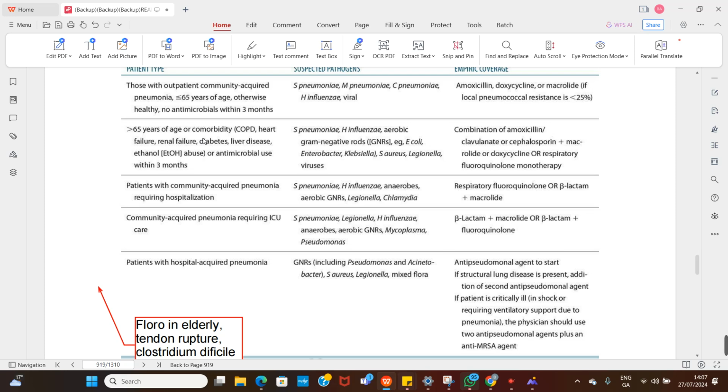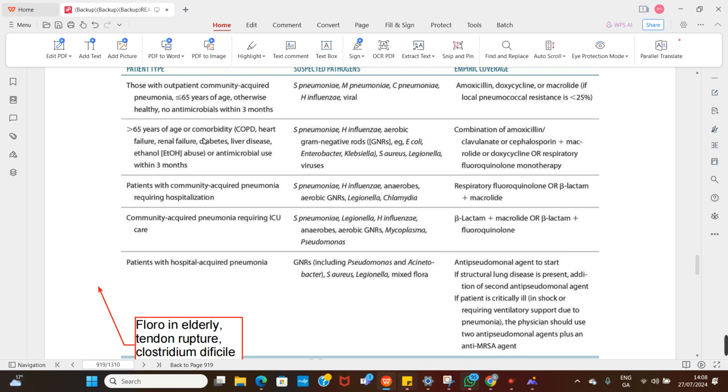Outpatient, coming from community, admitting straight to ICU. What do you give? Beta-lactam macrolide or beta-lactam fluoroquinolone. Good. If the person develops it in the hospital and the person has immunodeficiency or structural lung disease, what do you give? You add anti-pseudomonas. Yeah.